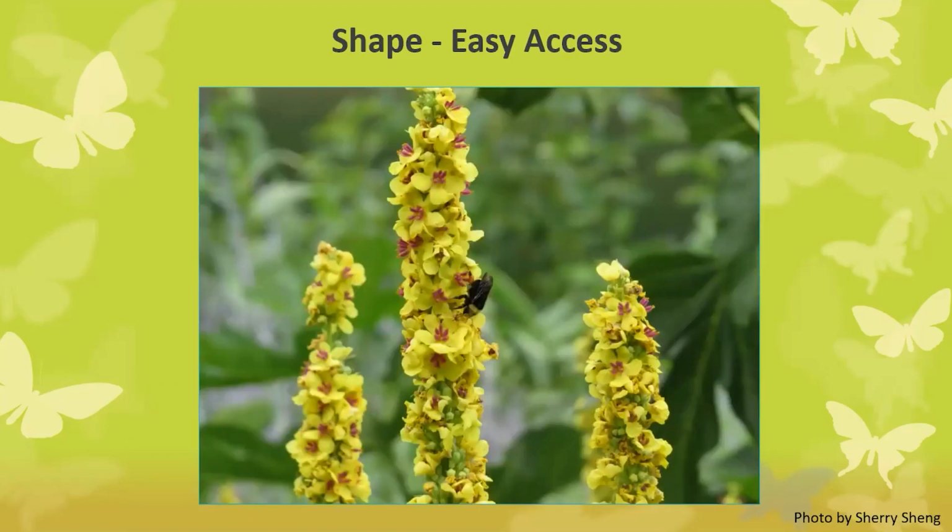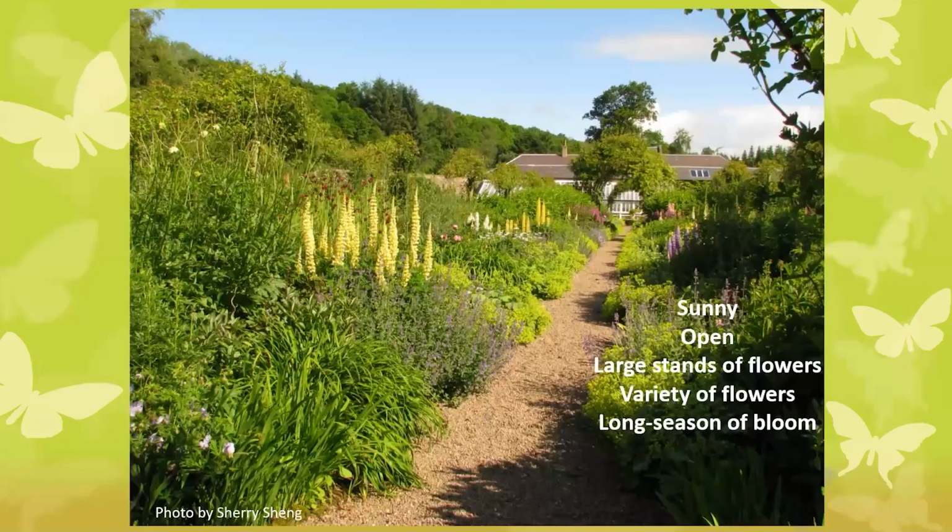And finally, the easy access shape. Look at this flower. This is a verbascum. The flowers are arranged vertically to make it really energy efficient to get the pollen. So a good bee garden would be sunny for easy visual orientation, open, so it has good access, has large stands of flowers, so foraging is energy efficient, has a variety of flowers in order to serve a variety of bees, and has a long season of bloom.